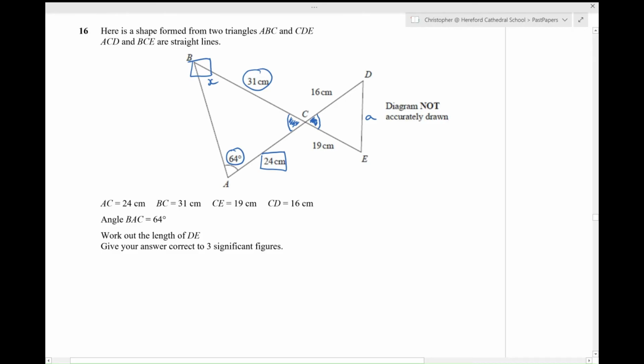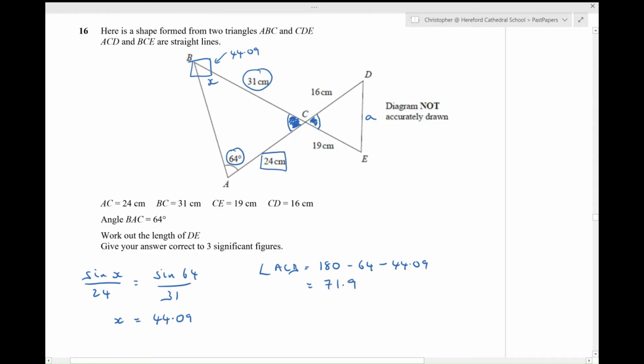So I'm going to start by finding that angle x. So using the sine rule, I'm going to have sine x over 24 is going to equal sine 64 over 31. Right, multiply both sides by 24, and then inverse sine tells you that x is 44.09 degrees. Okay, so that angle there is 44.09. Right, now I can find this shaded angle here, the angle ACB. Angle ACB, because it's 180, subtract 64, subtract 44.09. So that angle is going to be 71.9. So that means that this angle here is 71.9.